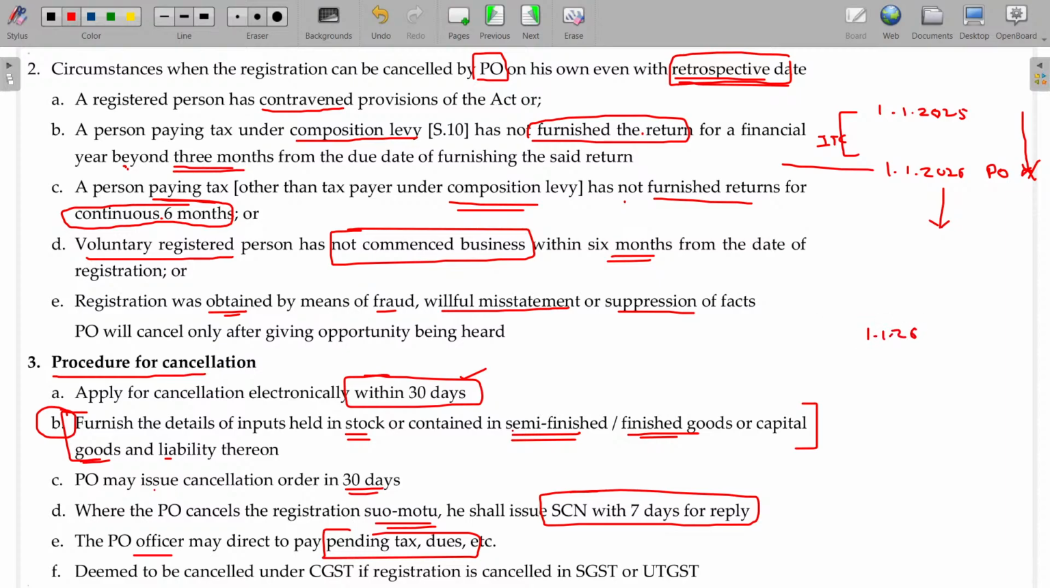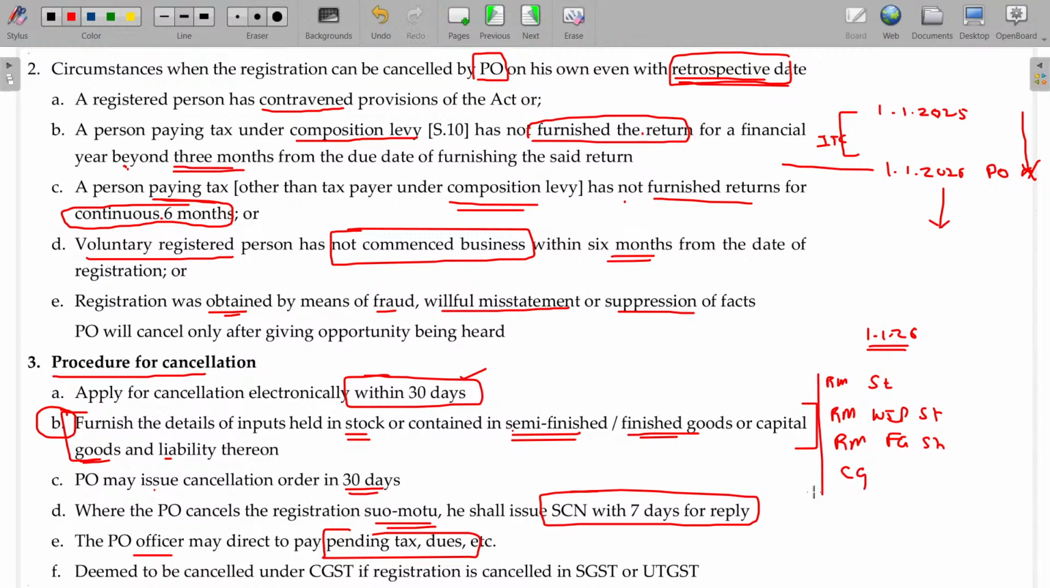On 1/1/26, you apply for cancellation. Immediately what happens, you have to furnish what? Raw material stock, and raw material component available in work in progress stock, raw material component in finished goods stock, as well as capital goods, all. Clear? You have to furnish these details also.